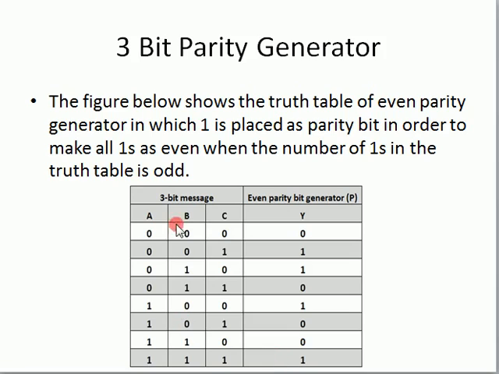We have to see this at the input side as well as at the output side. There must be an even total number of ones. If at the input side there is an odd number of ones, then we have to put 1 at the output side in order to make that odd into even. That's why we will have 1 at the output side.